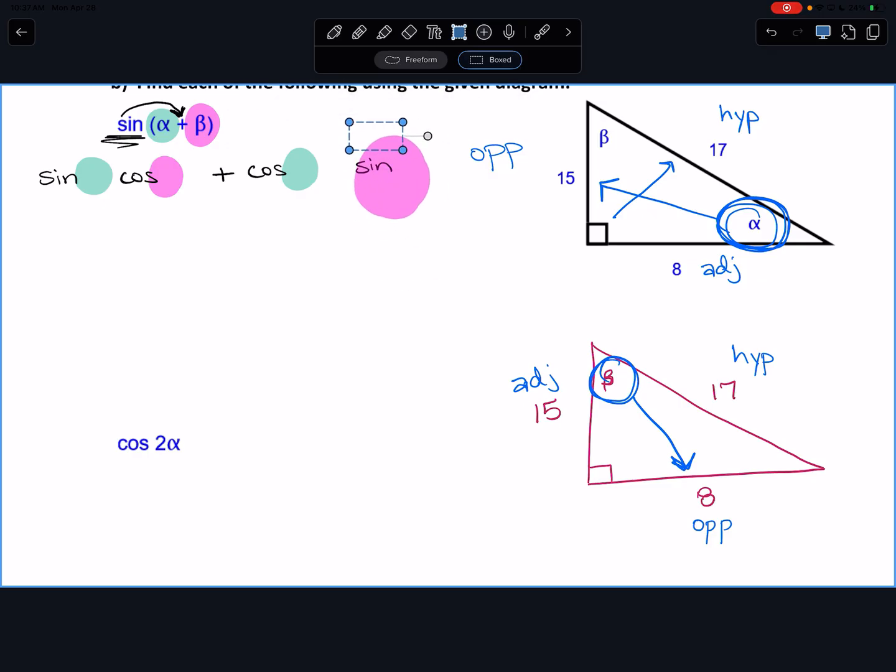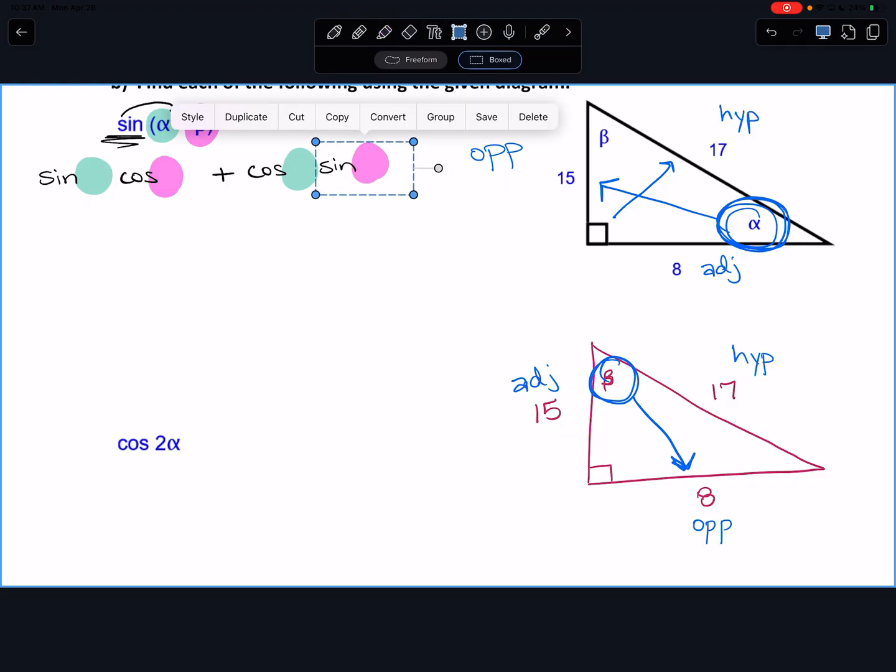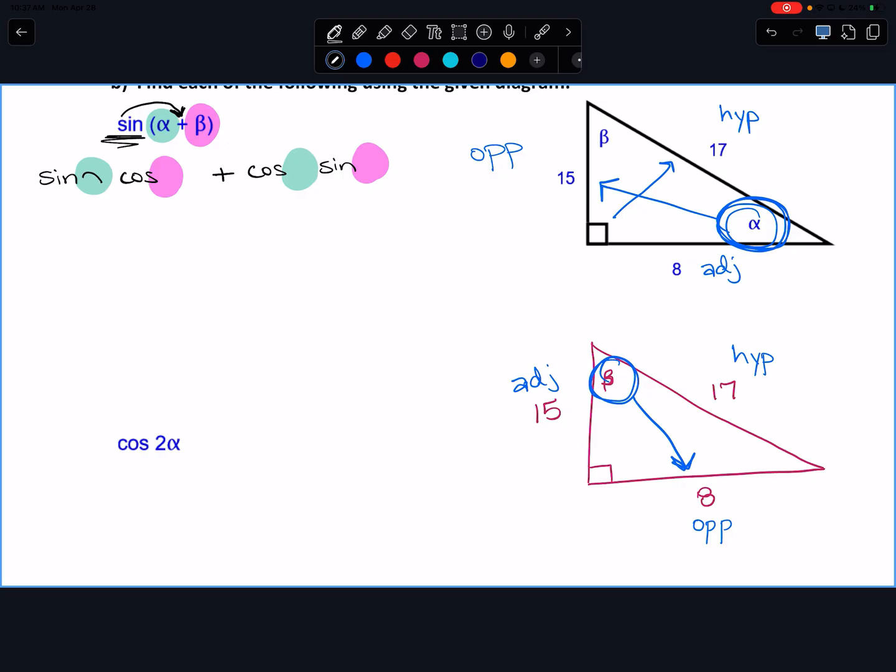Oh, my. I obviously don't know what I'm doing. Hold on, team. Oh, well. I was trying to move this whole thing. There we go. Okay. So this is going to be alpha. This is going to be beta.